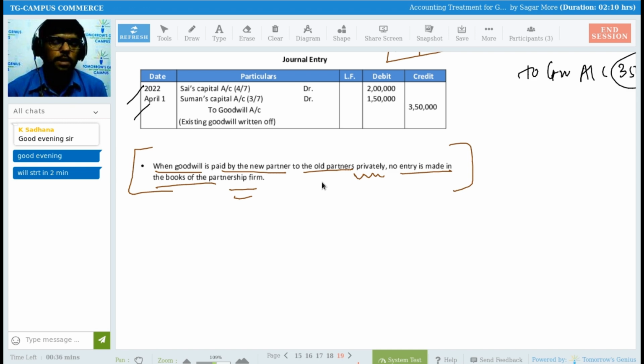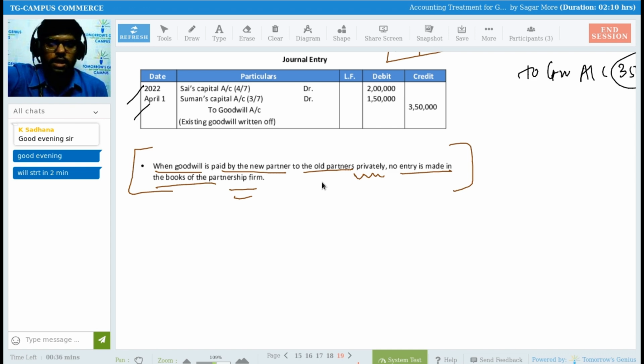Yes, it means they are not bringing any amount into the business, right? Personally, they are doing the transaction. Getting? Sadhna, Dhanushri, Shivari, personally they are doing this transaction of goodwill. They are not doing adjustment through the business, right? They have not brought any amount into the business, right? In such a scenario, I am not going to pass any journal entry.